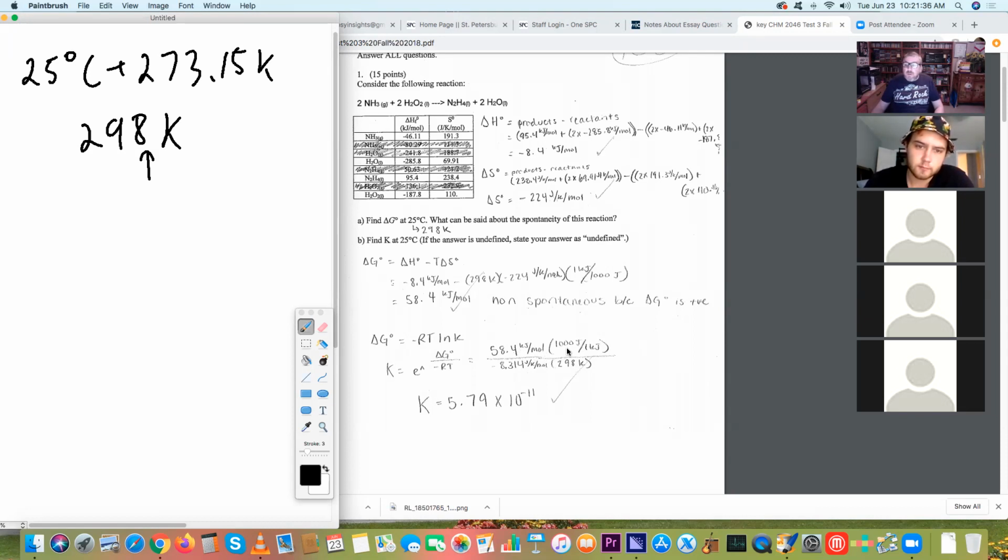And R is always going to be negative 8.314, correct? No, it's not negative. It's just 8.314. But the negative here comes from the fact it's negative RT ln K. Okay. So the R value is 8.314 joules per Kelvin per mole. I think I give it in the questions on the test, but I'm not 100% sure that I do. If I don't, then I will add it in, but I think I do. Even if I don't give it, you would probably have it written down on your sheet of paper, I imagine.